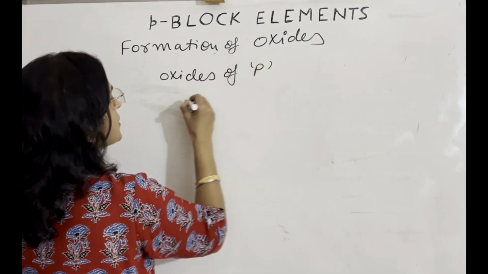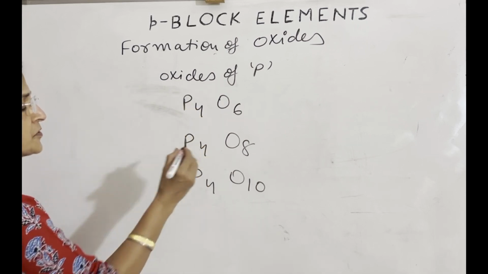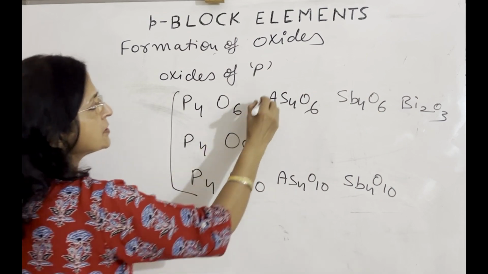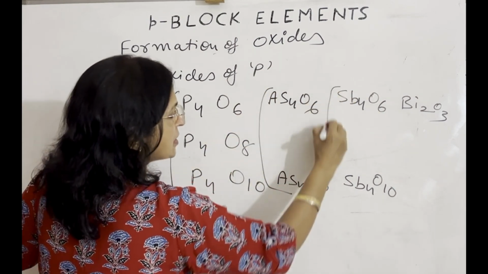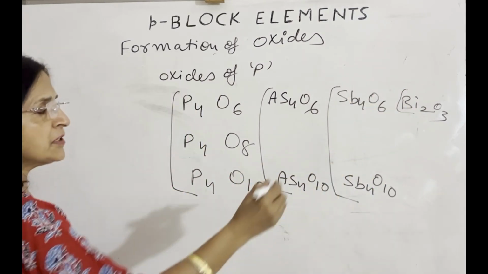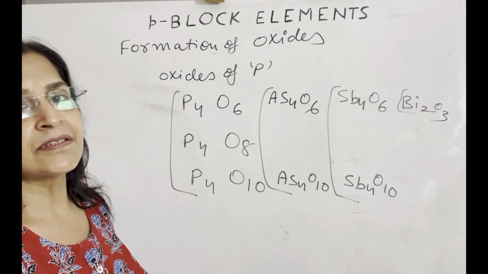These are the oxides of phosphorus: phosphorus trioxide, phosphorus tetroxide, phosphorus pentoxide. These are the oxides of arsenic, these are the oxides of antimony, and this is the oxide of bismuth. Bismuth oxide is basic in nature. Bismuth is metallic in nature and metallic oxides are basic in nature.